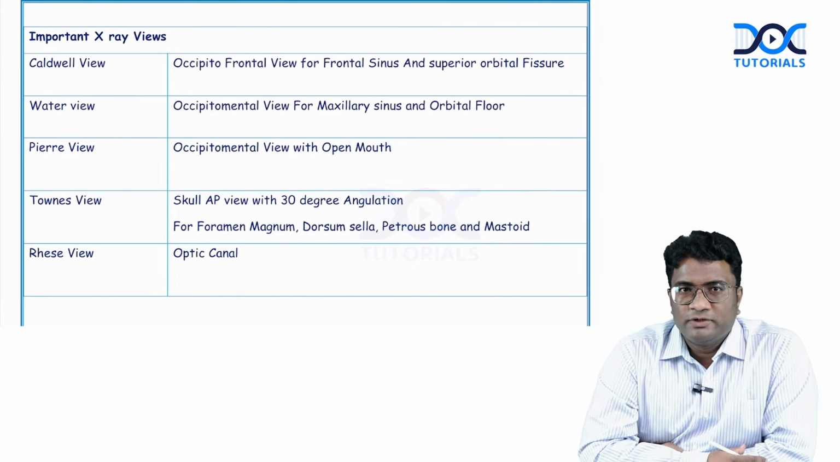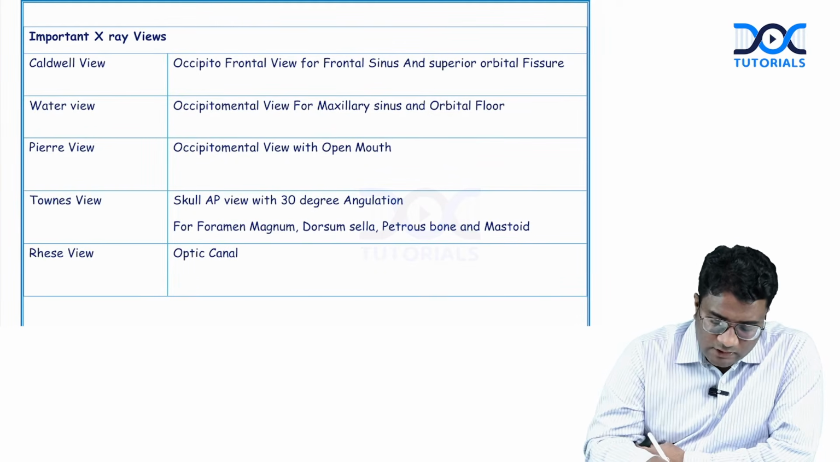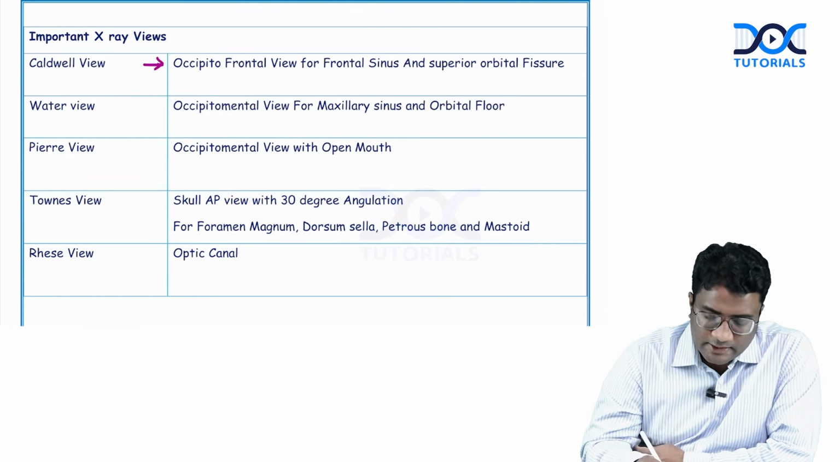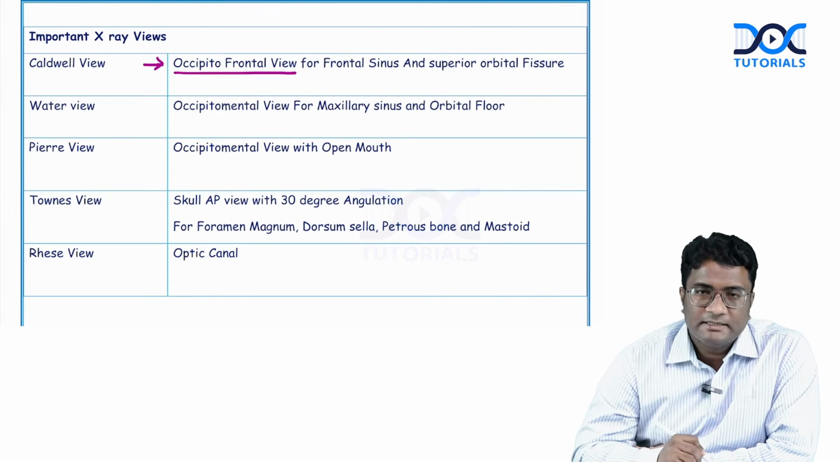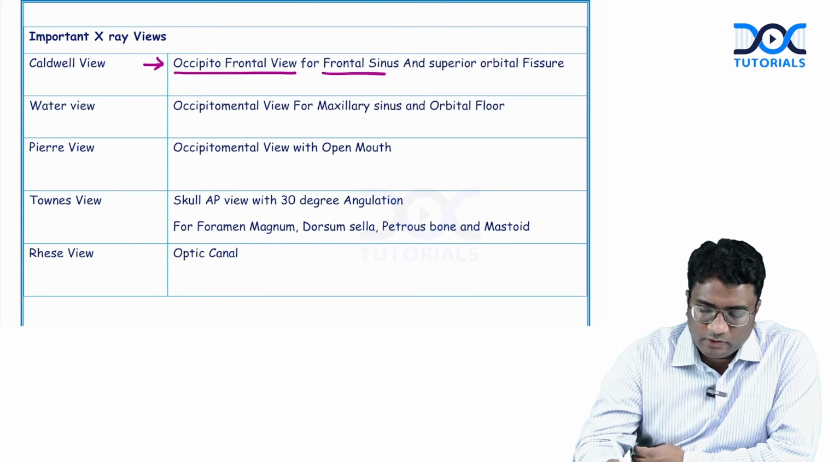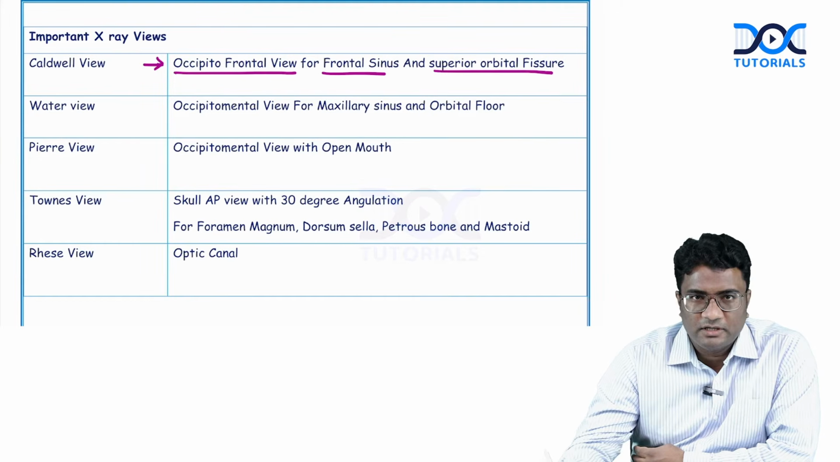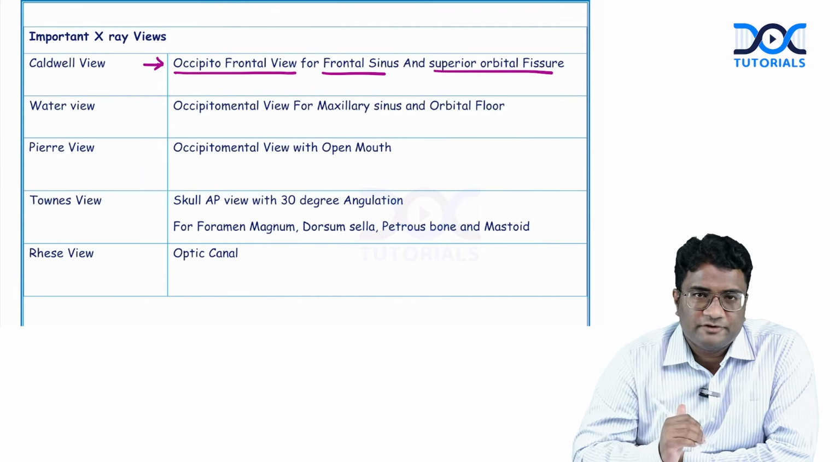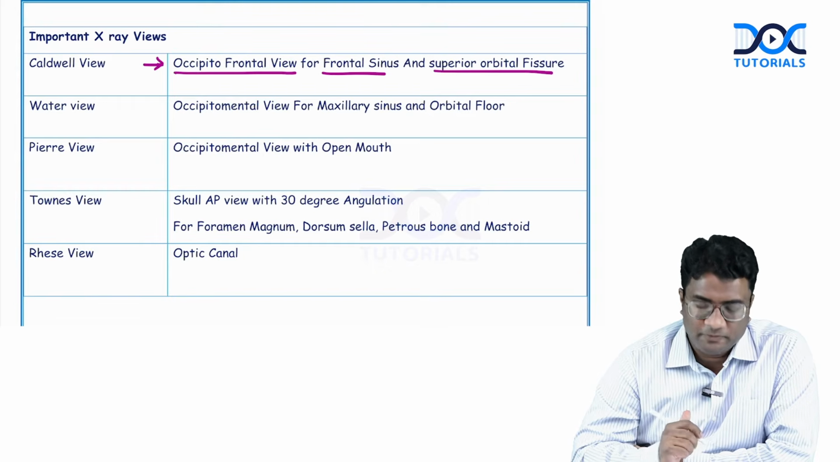Now, let's quickly review these views. The first one we learned was Caldwell view. What is Caldwell view? It is an occipitofrontal view. This is used to look at the frontal sinus. You can also look at the superior orbital fissure. So, the frontal sinus and the superior orbital fissure in the orbit can be seen by Caldwell view.